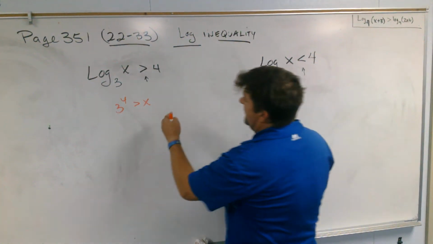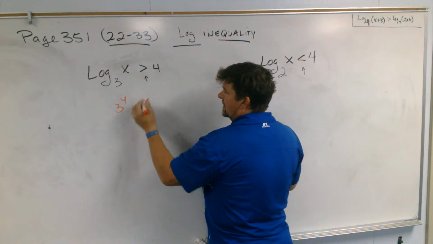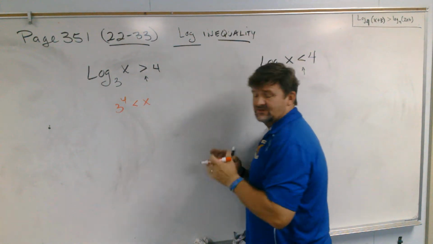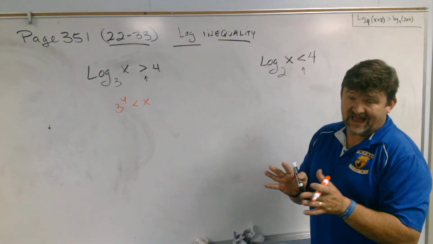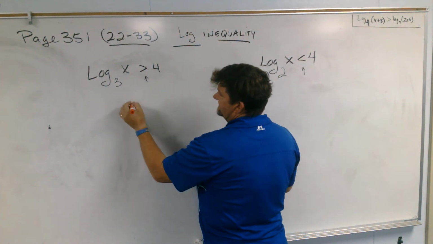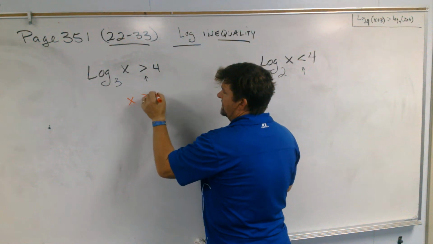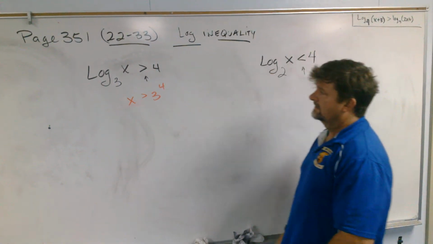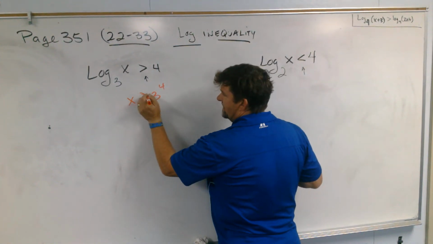Now, when we switch X and Y, we switch our inequality. That's one of the things to do. But the easier way to tackle this is to actually just say, okay, X is going to stay here, and then I am going to write this as 3 to the 4th. Okay? So that's my inequality.